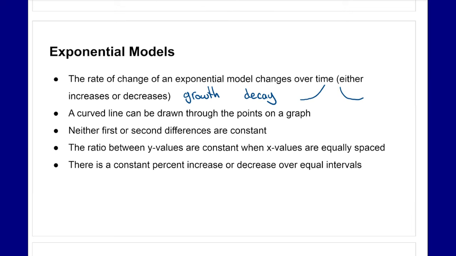So a curved line can be drawn through the points on a graph, like we just mentioned. Neither first nor second differences are constant. The ratio between y values is constant when the x values are equally spaced. So if the x values are equally spaced, we can find the ratio of the y values, which was that division, and we would get a constant ratio, which informs us that there's a constant percent increase or decrease over equal intervals. Just like when it was doubling, it was increasing by 100% every time. So 100% of our bacteria was what we were adding on.